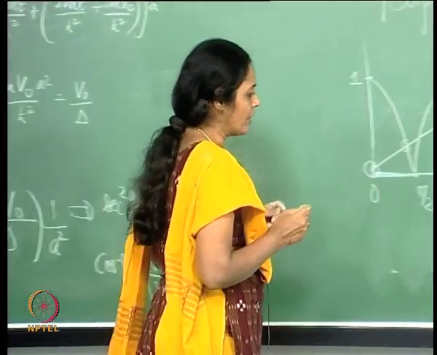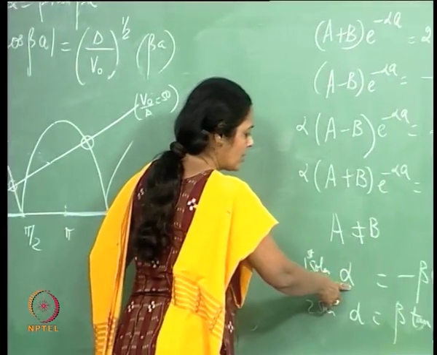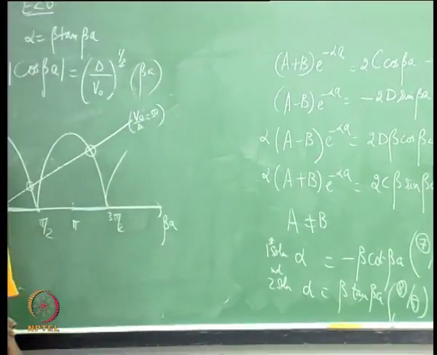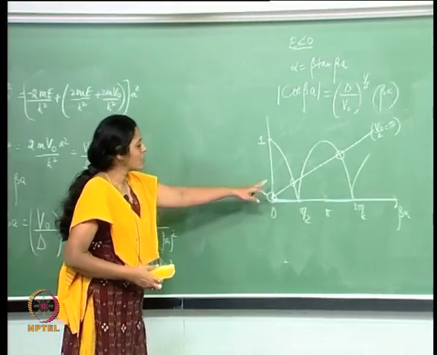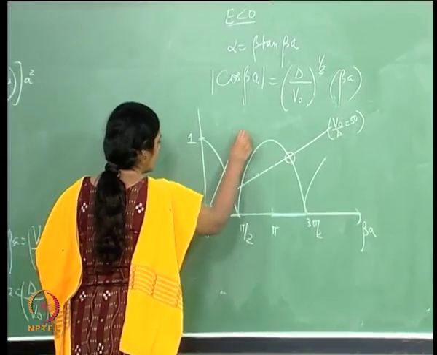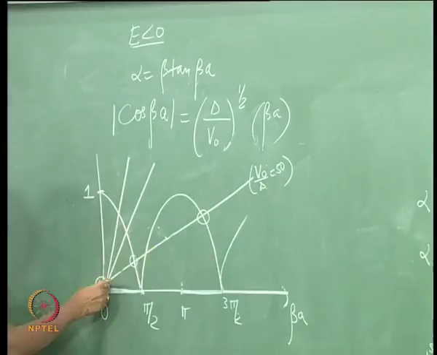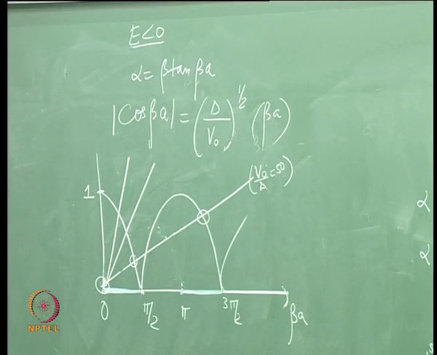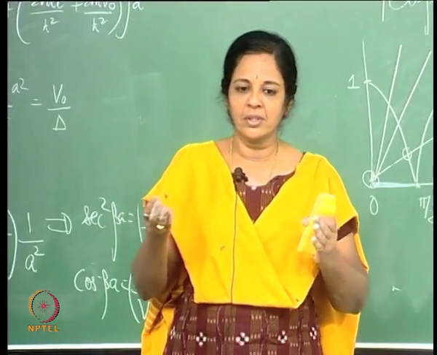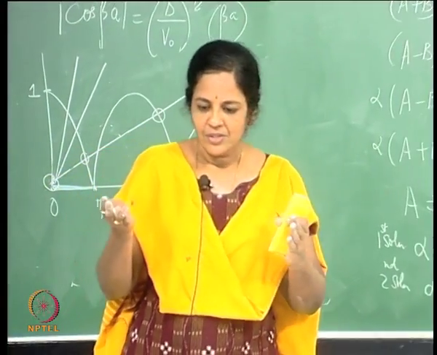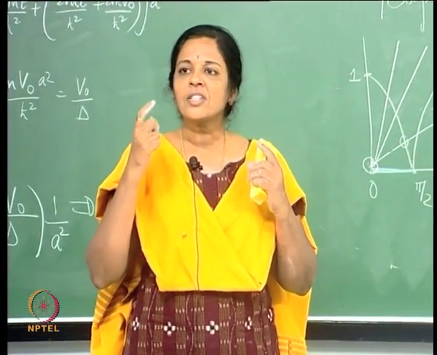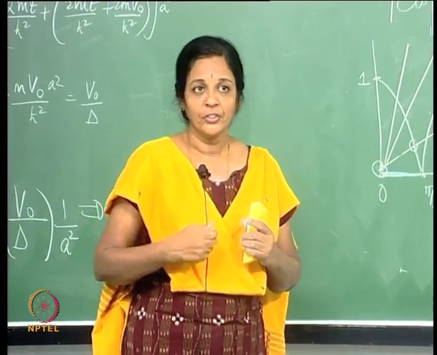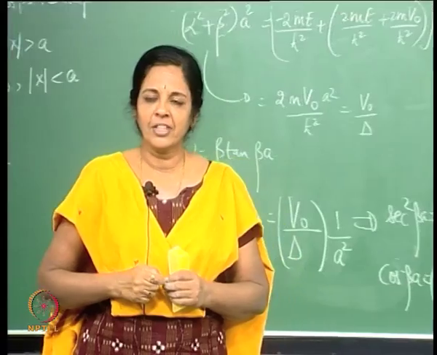Now I could have done the same thing using the first solution, alpha equals minus beta cot beta A. So you can repeat the argument. It's clear that one bound state is definitely allowed. This is an important point, because however shallow the well may be, in other words, even if the well were not deep enough to hold several bound states, you are guaranteed that there is one bound state available in the square well problem.